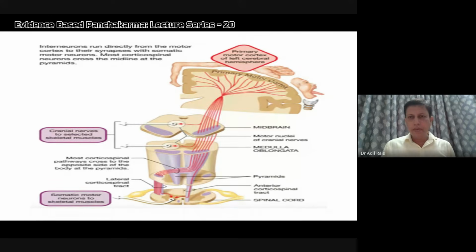Now, this is the basic structure of a primary motor cortex. The primary motor cortex lies in the precentral gyrus structure of the frontal lobe.